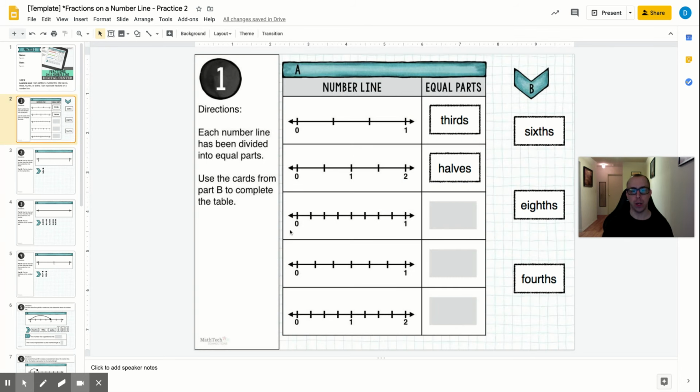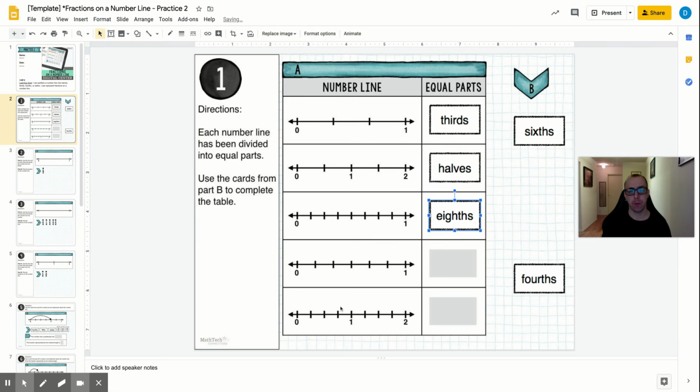And let's move on here to the third number line. Okay, here's 0 and here's 1. That's really what you have to look for first. Where is 0 and where is 1? So beginning at 0, we're counting 1, 2, 3, 4, 5, 6, 7, 8. Here we are dealing with eighths. Okay, moving here between 0 and 1, 1, 2, 3, 4, 5, 6.